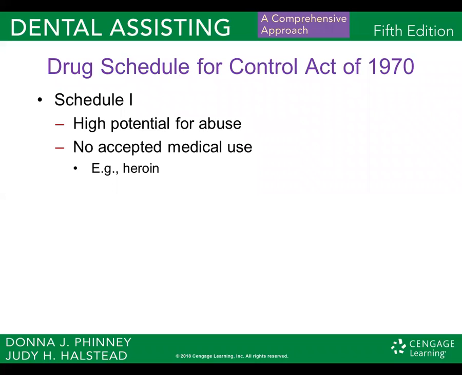So what do these schedules look like, or these drug classifications? The Controlled Substances Act, like we talked about in the previous slide, breaks it down into 5 different schedules. Schedule 1 drugs have a high potential for abuse, and they're definitely not accepted for any type of medical use at all. An example of this would be heroin, cocaine, something like that. There is literally no medical use, but it is a drug. So we're not treating people with this, but it is a drug. So that's Schedule 1.